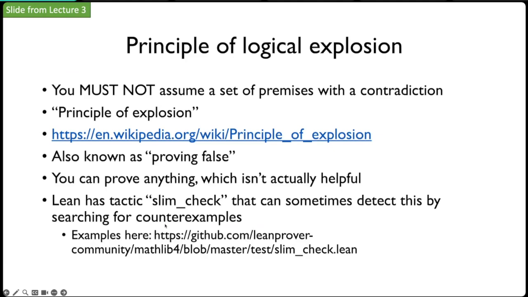Lean has some tools to do some kinds of searching for counterexamples, which is a useful way to detect if you have any contradictions. It doesn't always work, but it can be handy if you are crafting your own set of premises and you want them to reflect some kind of thing, and you want to be careful that you don't actually introduce any contradictions without realizing it.